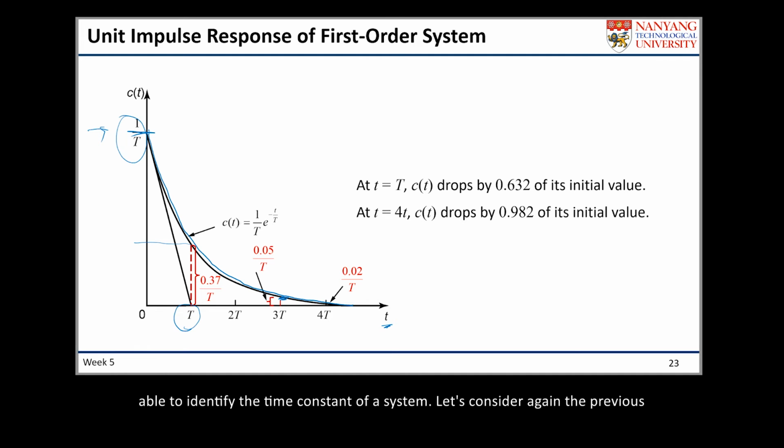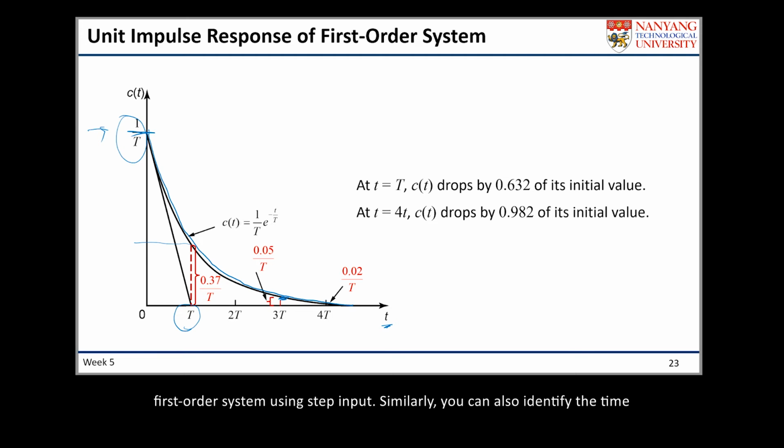Let's consider again the previous case when we were evaluating a unit step response. So if you have a system, you know that the system is a first order system. You want to identify the time constant of that system. How will you do that? You just give a unit step input to the system, and then you look at the response. The time when the response is equal to 63.2% of the steady state value, that time is equal to the time constant. So that's how to identify the time constant of the first order system using step input.